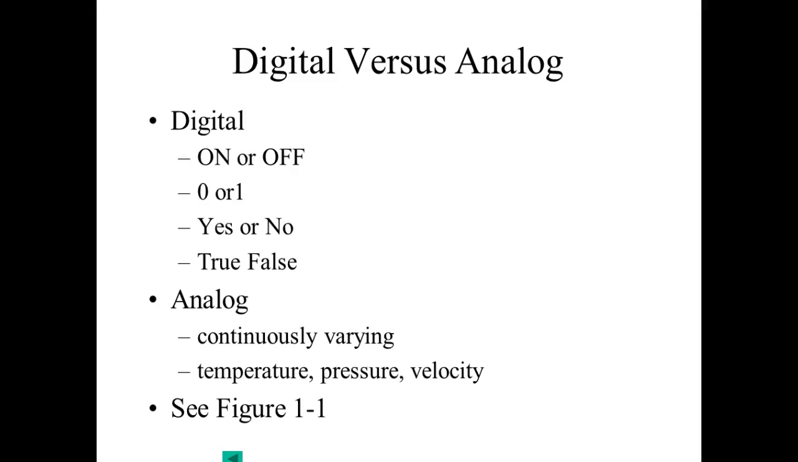This is digital. So when we're talking about digital, we're looking at terms like on, off, 0, 1, yes, no, true, false. Analog is continuously varying. And what people don't understand is, you say, okay, which one of these is most accurate? Analog. So analog has the ability to deal with infinity.